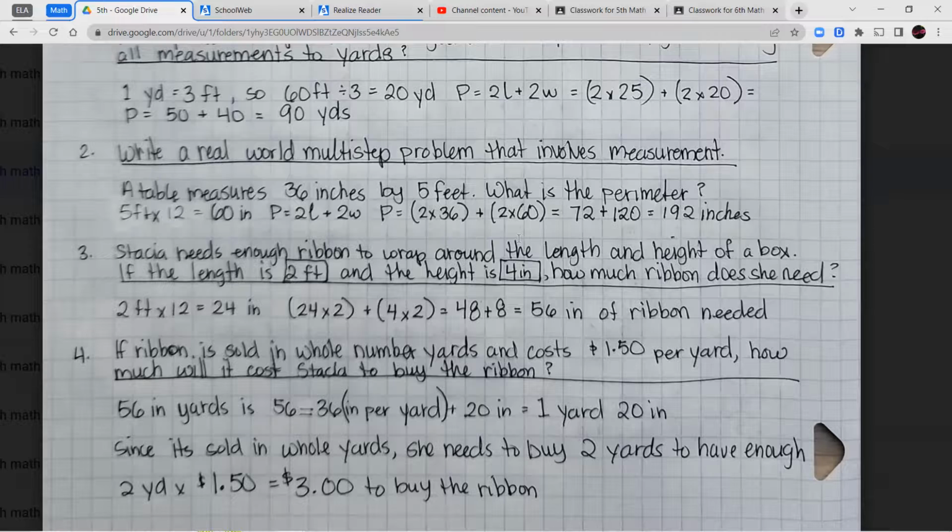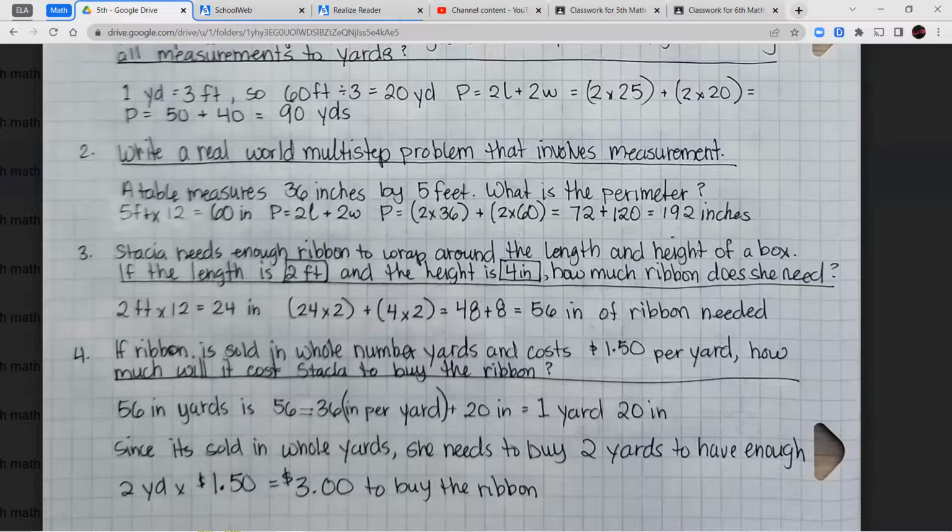Number 3 says Stacia needs enough ribbon to wrap around the length and height of a box. If the length is 2 feet and the height is 4 inches, how much ribbon does she need? Now, I need to convert to using the same unit so that I can complete this question easily. So I'm going to move to inches. So 2 feet times 12 will give me 24 inches. And the other measurement is already 4 inches.